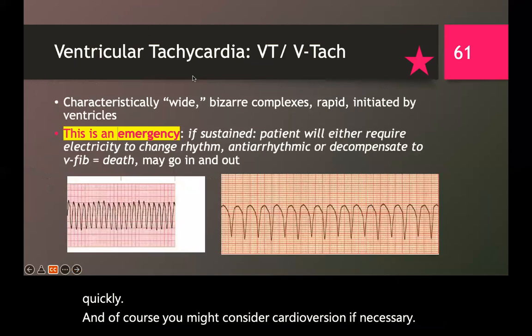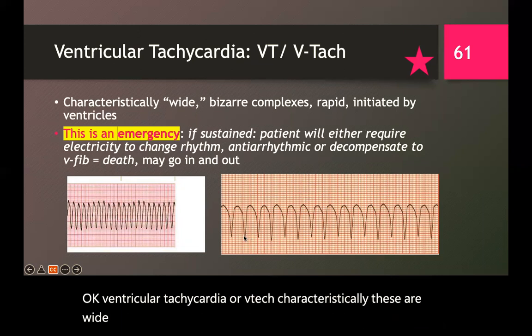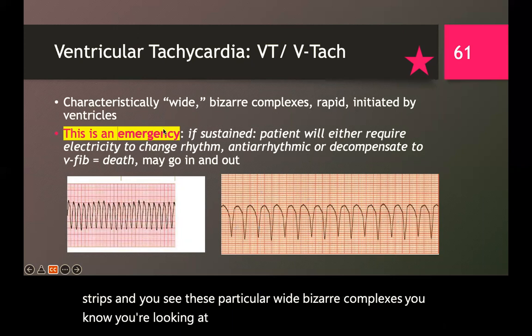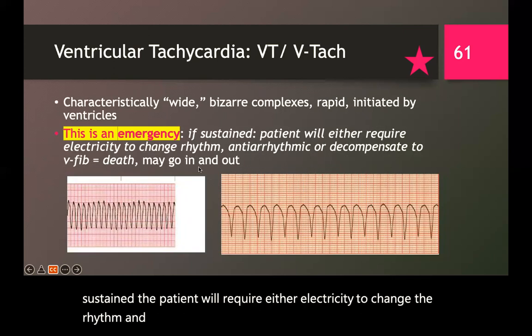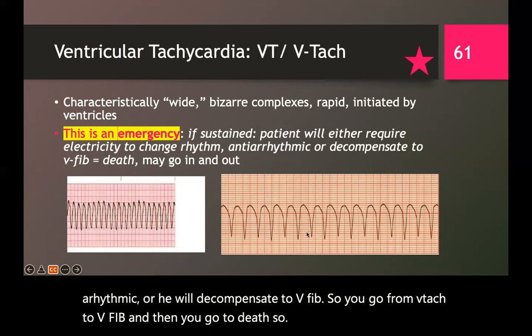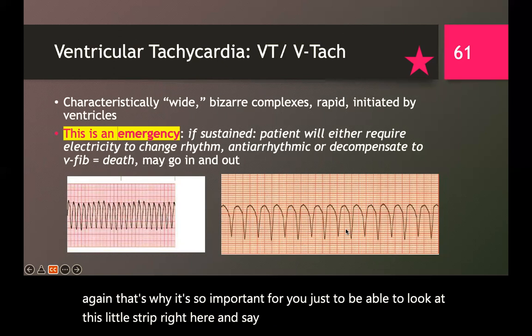Okay, ventricular tachycardia or VTAC. Characteristically, these are wide, bizarre complexes. Again, when you see these strips and you see these particular wide, bizarre complexes, you know you're looking at VTAC. Again, this is an emergency. If sustained, the patient will require either electricity to change the rhythm, an antiarrhythmic, or he will decompensate to VFib. So you go from VTAC to VFib, and then you go to death. Okay, so again, that's why it's so important for you just to be able to look at this little strip right here and say, uh-oh, that's VTAC. We better get some help.